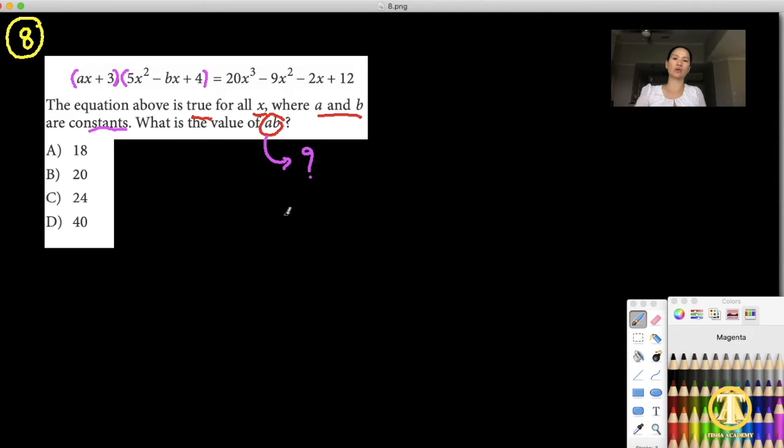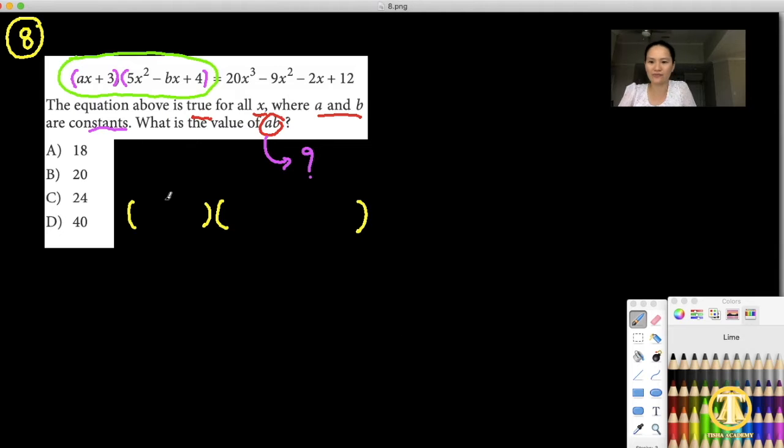That's it. Okay. What I'm going to do from here, I would like to simplify these two terms first, and then I'm going to compare with this one. Let's simplify them together step by step. Well, in case you need my help, I'm going to do this for you. We have (ax + 3)(5x squared minus 2bx plus 4).